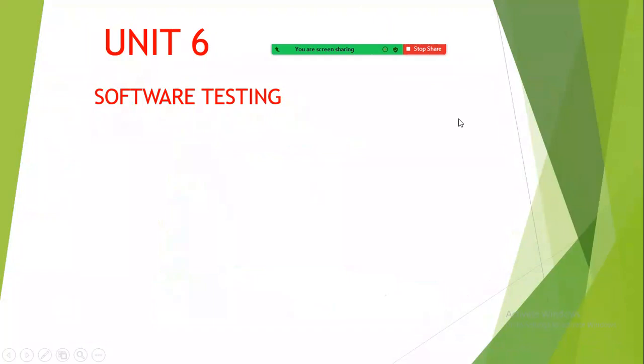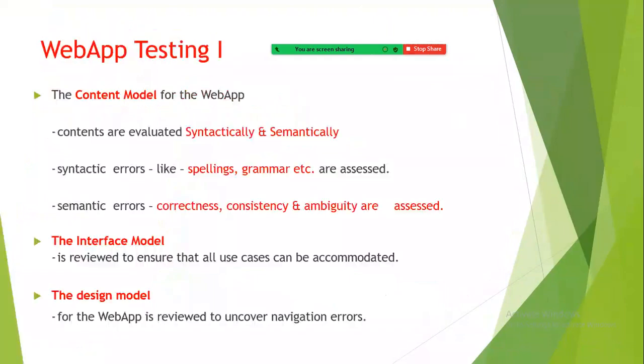Hello friends, this is Unit 6, software testing. Here is the web app testing. In this web app testing, the content model for the web app is evaluated syntactically and semantically. Syntactic errors like spelling, grammar, etc. are assessed. Semantic errors, correctness, consistency, and ambiguity are assessed.